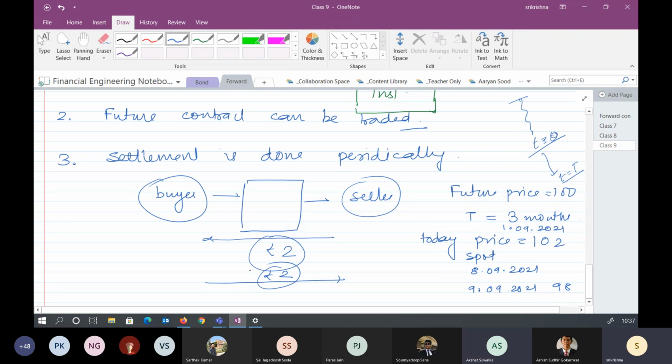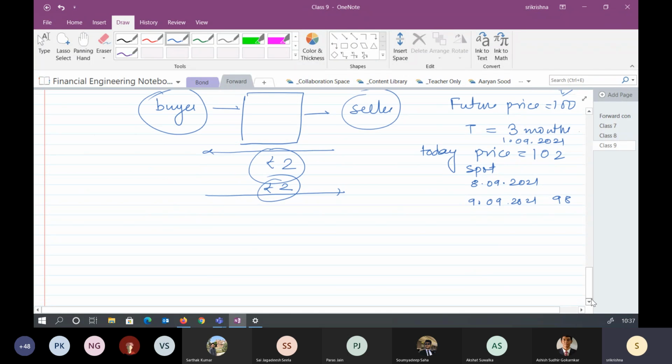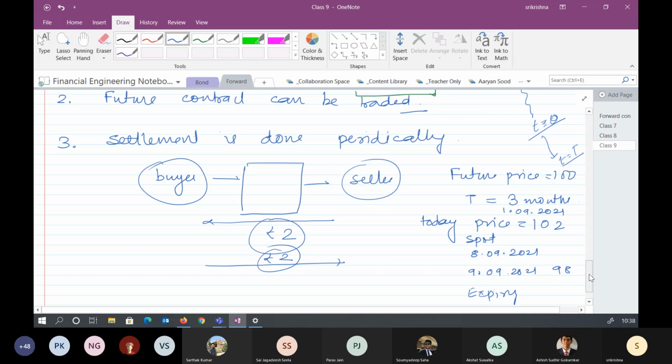Because let's say at the expiry, which we call the expiry, let's say it is the 30th of November 2021, right? And at that time, let's say that somehow we have entered into that contract, and the spot price at that time is 110, correct? Okay, sir.